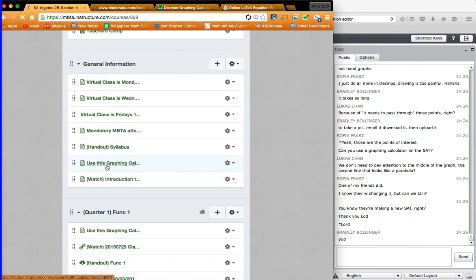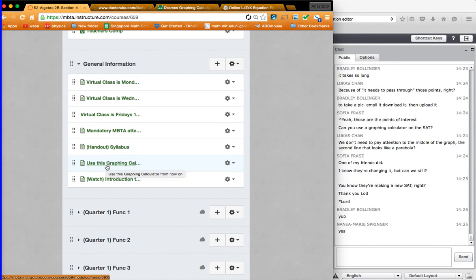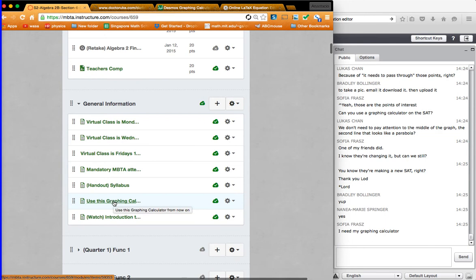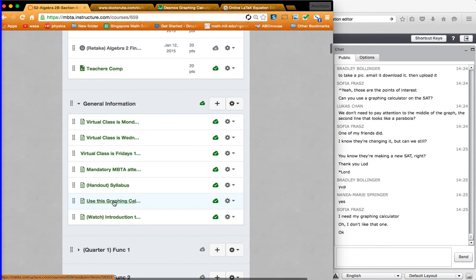This button right here, this link in our webpage under general information, says use this graphing calculator from now on. If you click on that, and I've heard that the link doesn't work as well. But I know that you don't like that one. But what I'm saying, Sophia, is that's the one they're going to give you. So if you practice on that one a little bit at least, then you'll be familiar with all of the buttons so that when you take the test, you'll be all right.